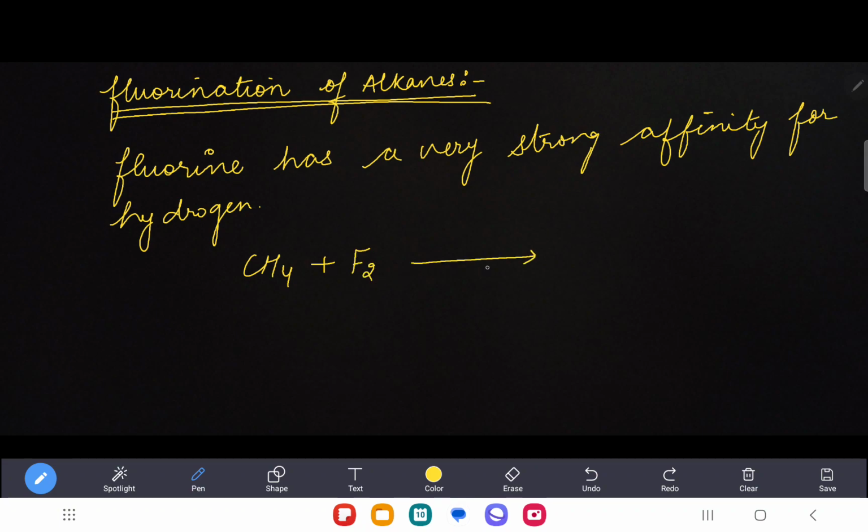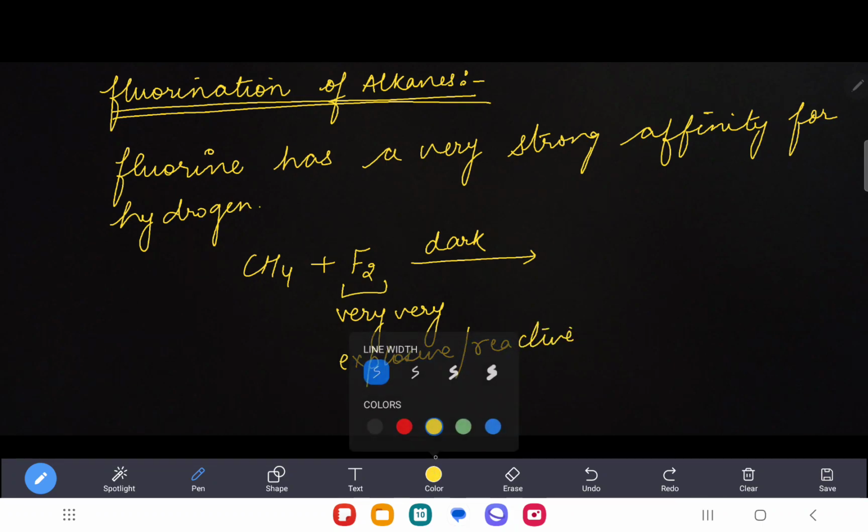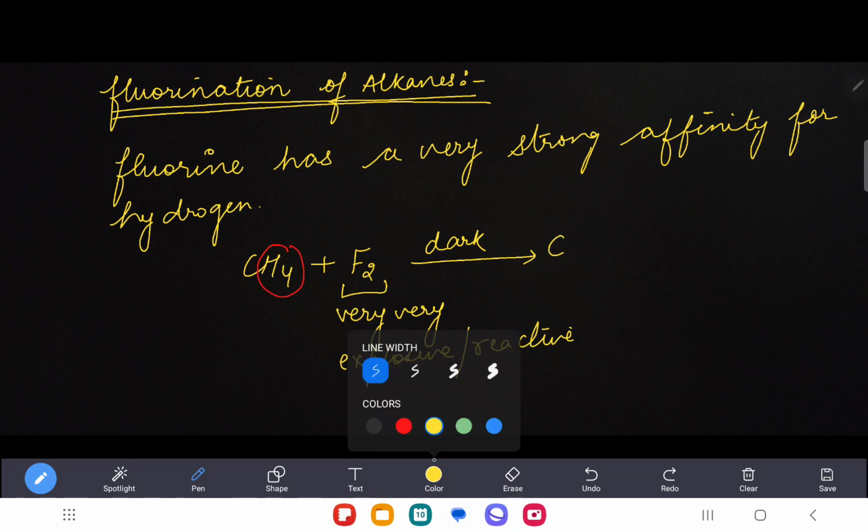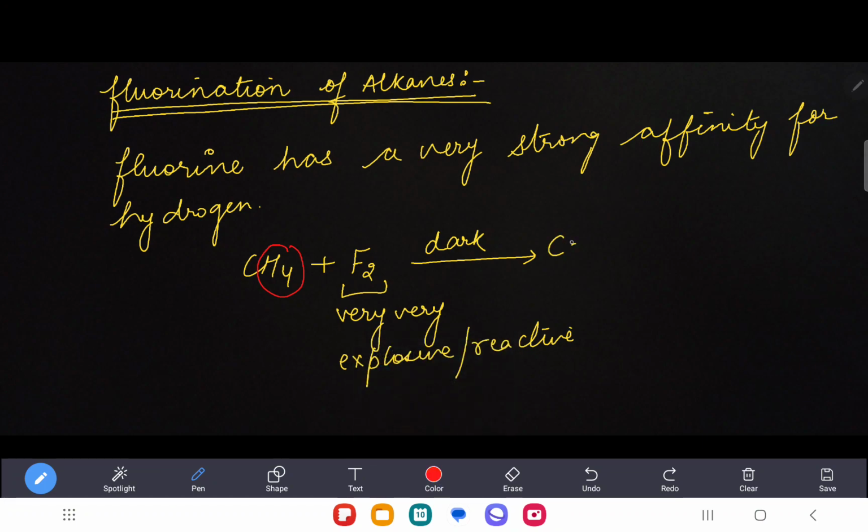you don't have to heat it in sunlight or provide any heat; this reaction can occur in the dark. Fluorine is very, very reactive, extremely explosive and reactive. So you would not believe that all the hydrogens would be taken up by fluorine, and the reaction would be something like this. It is going to become CF4 plus HF. So all the hydrogens here, not one, in a single step, all the hydrogens here would be replaced by fluorine.